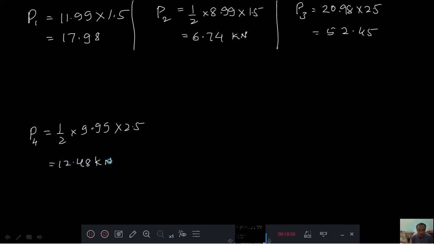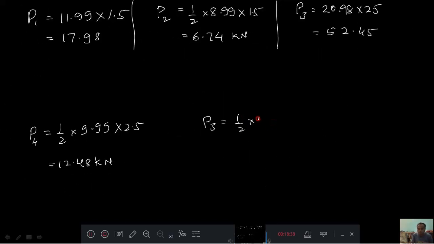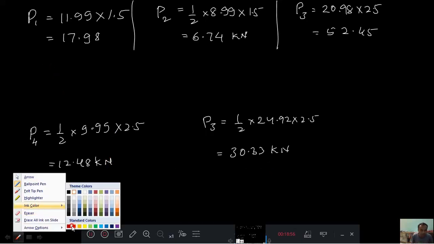12.48 kilonewton. Then P3 will be equal to half into 24.92 into 2.5, that is 0.5 into 24.25 into 2.5, 30.33 kilonewton. Okay, now I have to write the heights also.